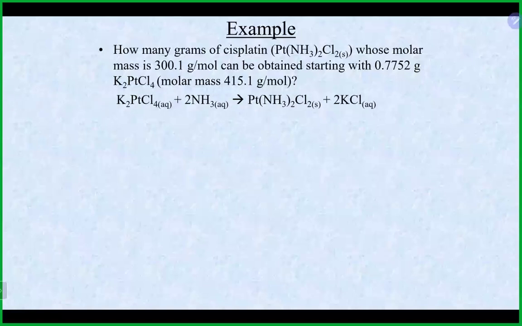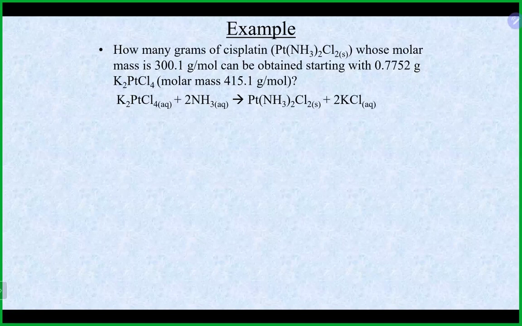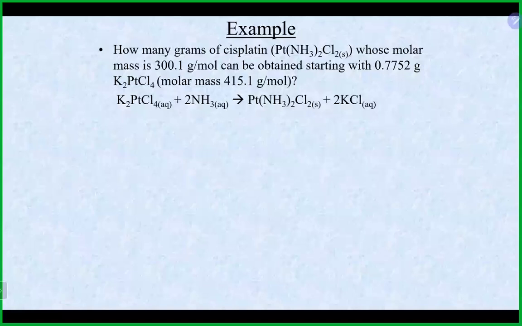All right, so why don't you give this one a go? How many grams of cisplatin, whose molar mass is 300.1 grams per mole, can be obtained from starting with 0.7752 grams of our K2PtCl4, molar mass from the periodic table, 415.1 grams per mole. So they're nice to give you the molar mass. So continue on there, same 4 steps. Give it a go.